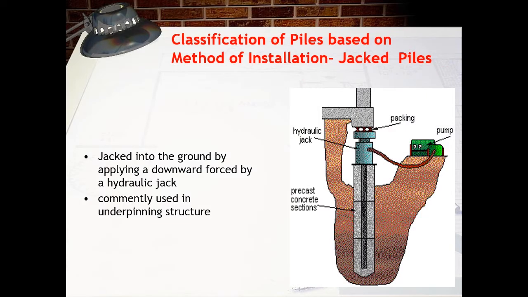For the next classification of pile based on the method of installation is jack piles. Jacked into the ground by applying downward force by a hydraulic jack. Commonly used in underpinning structure. Jadi untuk support structure kita gunakan this hydraulic jack pile.